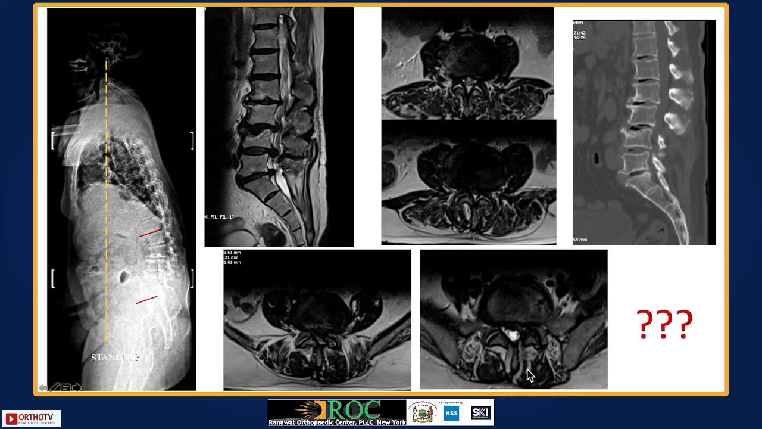Sure. So the DEXA was done for this patient, and to be honest, the DEXA was not looking so bad, somewhere like minus 2.7, 2.6, so somewhere in that range.